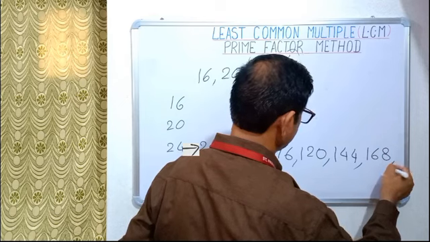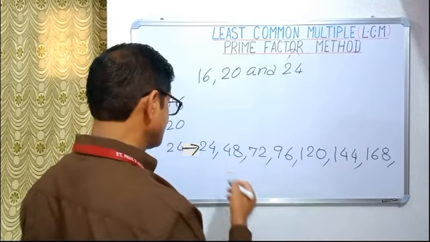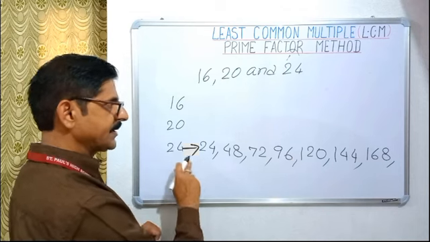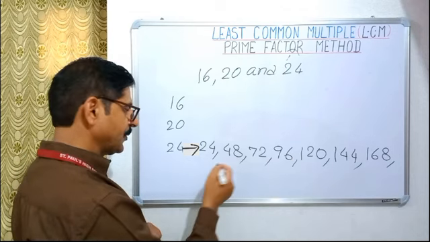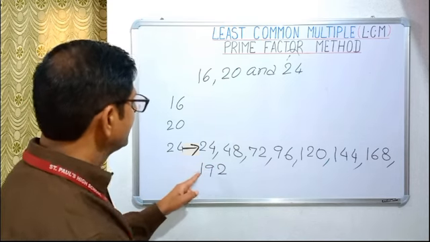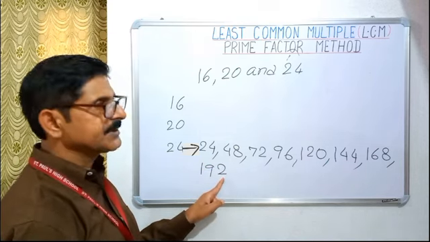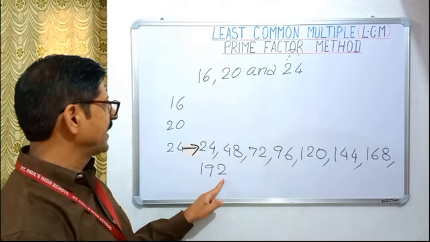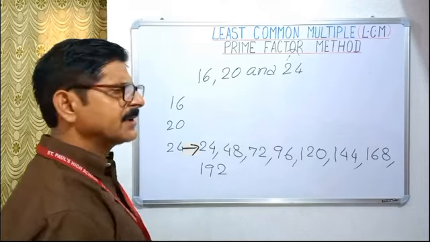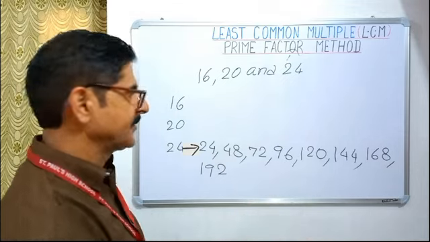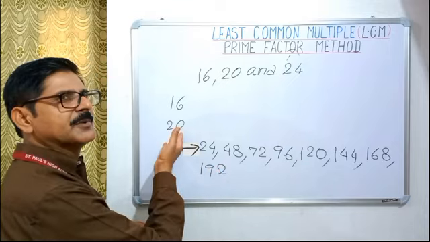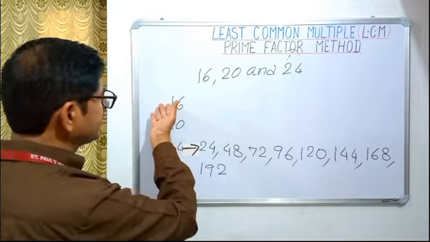168 is not divisible by either number. Next is 168 plus 24, 192. Divided by 16: 16 ones are 16, 32. It is divisible by 16 but not by 20. In most of the cases, you need not check by 16. If the number is not divisible by 20, you do not check it by 16.